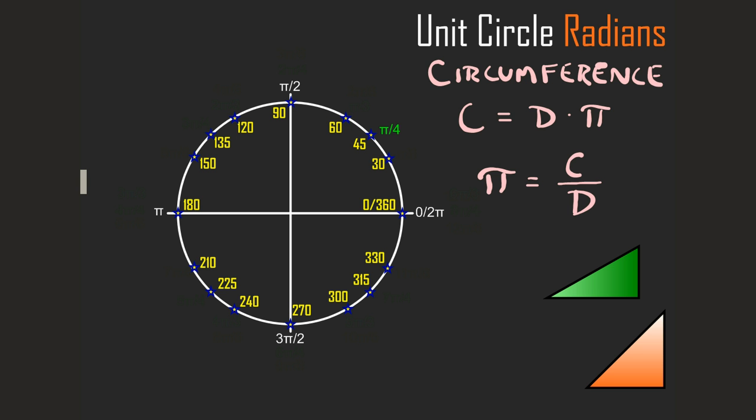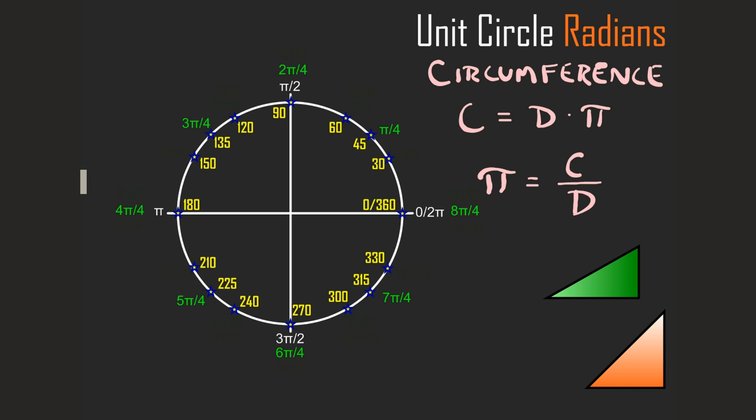All right, well, let's count by pi over 4. So let's go 0, or 2 pi, pi over 4, 2 pi over 4, which reduces to pi over 2, 3 pi over 4, 4 pi over 4, 5 pi over 4, 6 pi over 4, which reduces again to 3 pi over 2, and 7 pi over 4, and then finally 8 pi over 4.